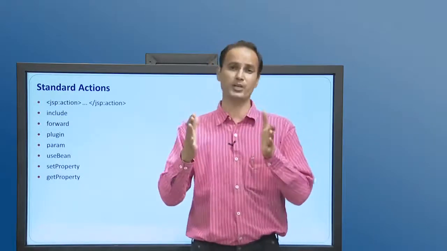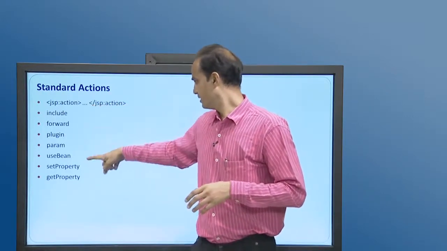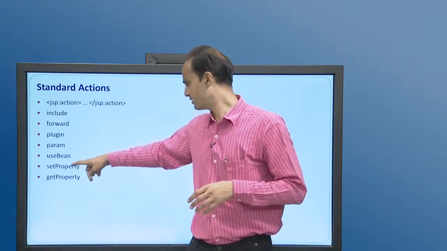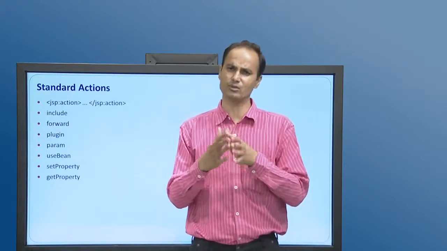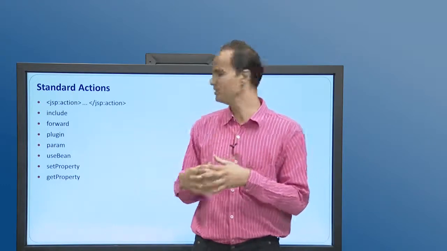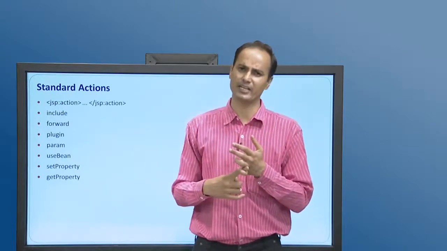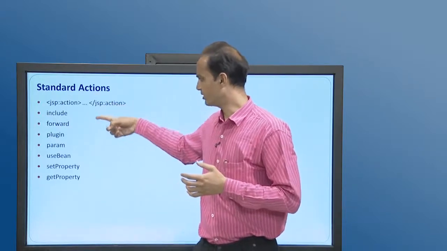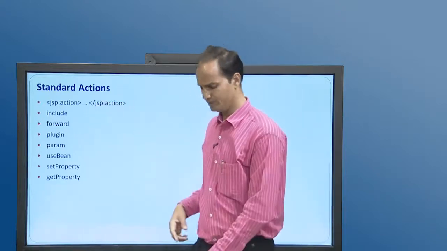If you want to manipulate a bean, there is a standard action named jsp:useBean. Under useBean there are two sub tags, setProperty and getProperty, as we know that every bean has a getter and setter. So, when we are talking about JSP and its standard actions, there is the useBean standard action, and it has two other properties, setProperty and getProperty. Apart from that, other standard actions are include, forward, plugin, and param. Okay. Now, the first one is include.